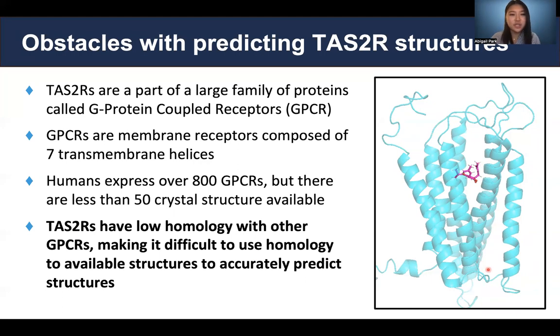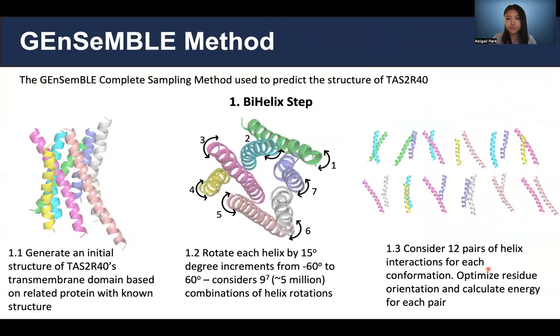Humans express over 800 GPCRs, but there are less than 50 crystal structures available. Further, bitter taste receptors have very low homology with other GPCRs. And any mutations in the residues can dramatically change the structure of the protein. And this makes it particularly difficult to use homology to available structures for accurate predictions. So to mediate these obstacles, we use the GEnSeMBLE complete sampling method to predict the structure of TAS2R40.